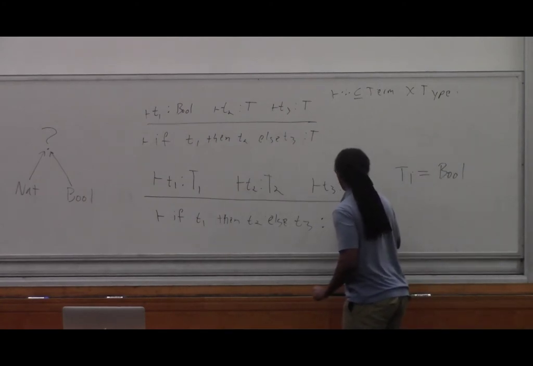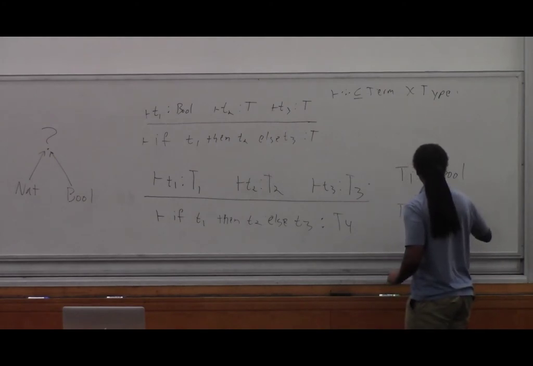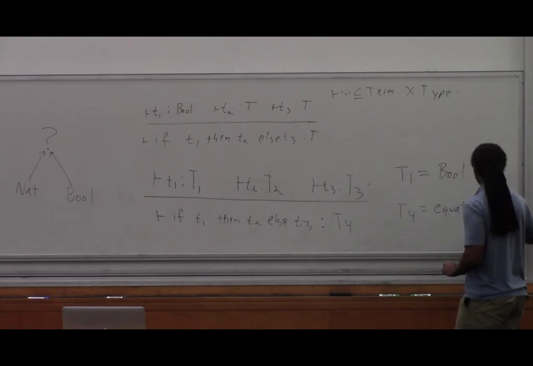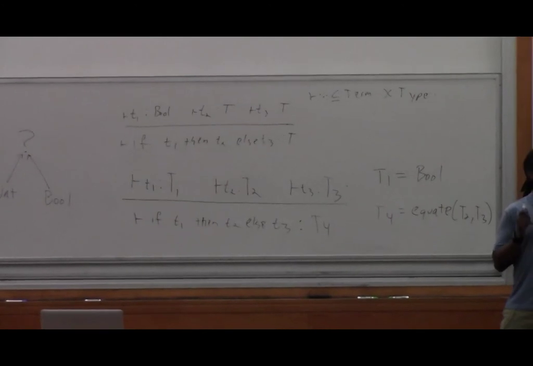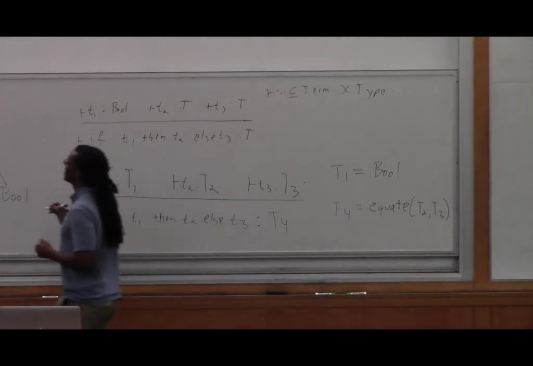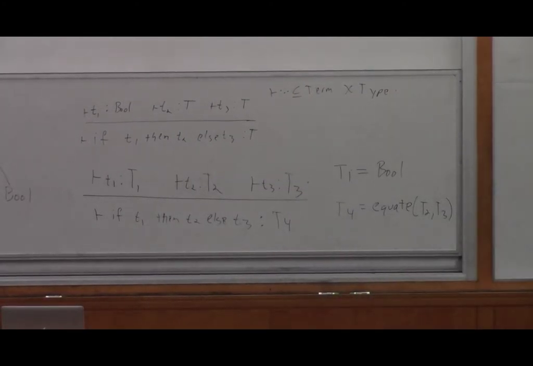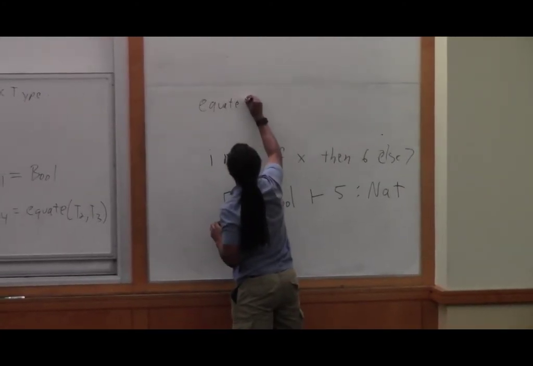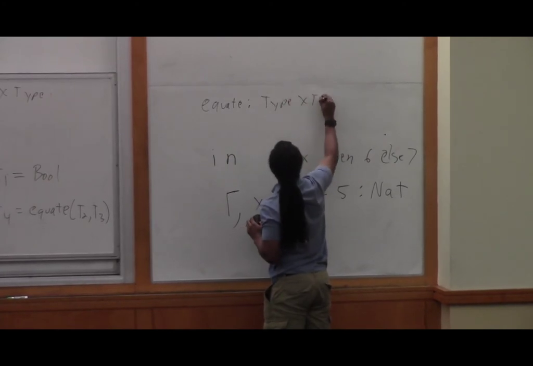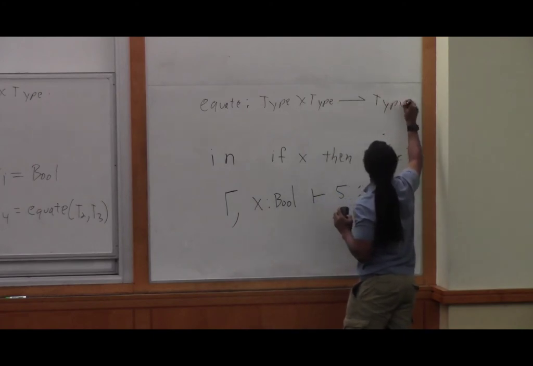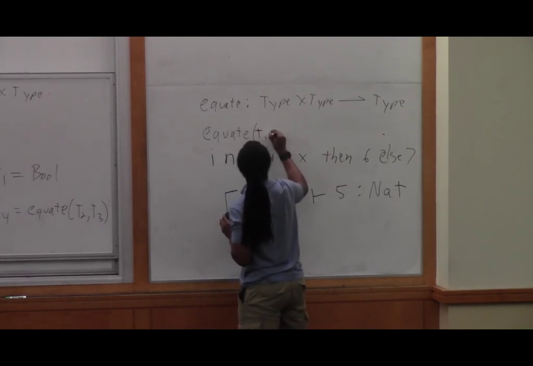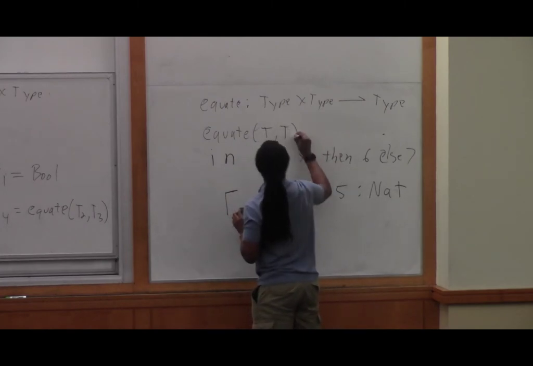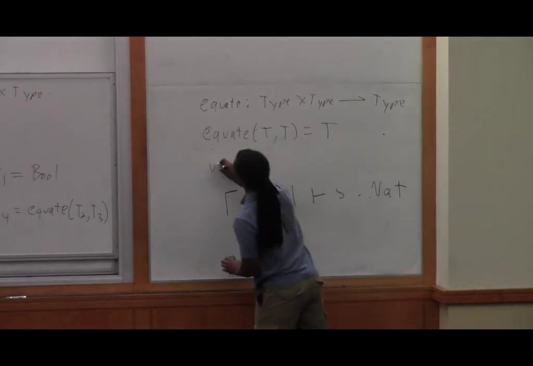Let me instead write here T4 again, and then say T4 equals equate T2, T3, which is to say the type of the entire expression is now a function of the sub-expressions, some of the sub-expressions, right? But it's a partial function of some of the sub-expressions. So how I'm gonna define equate is really easy. Equate is a partial function from type cross type to type. And it's basically, I have one equation I need to satisfy, and it's equate of t, t equals t, and undefined otherwise.